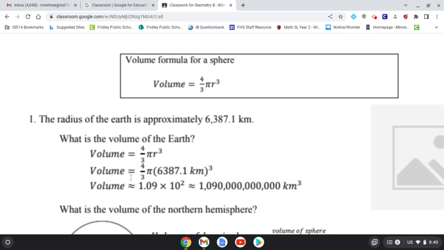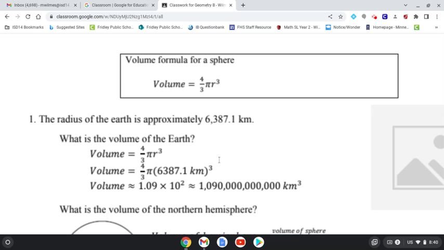Once we get that, we basically just go ahead and use our calculators. To type this into your calculator, I'm going to give you a little bit of a trick. To type it all in one big step might be a little bit difficult because there's a lot going together. So I would do the 4/3 first. Hit 4 divided by 3, enter. Then multiply that by pi and write that number down first. And then take the radius, our 6,387.1, to the third power.